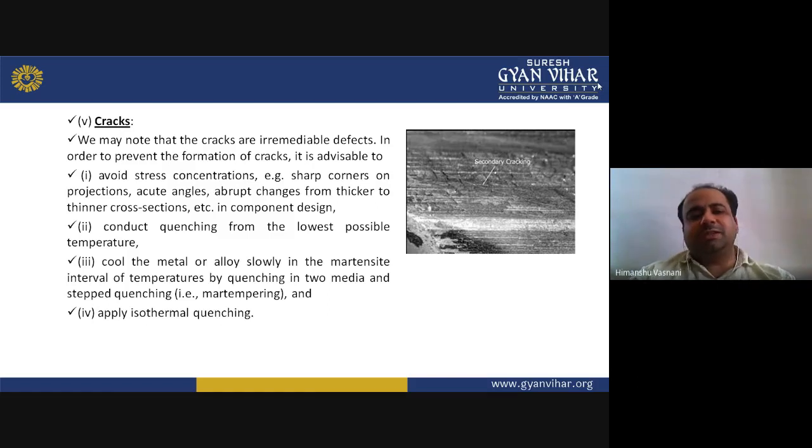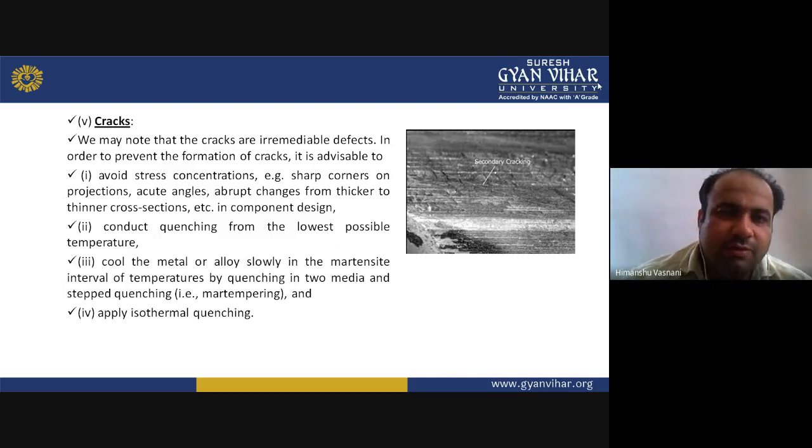Secondly, we can conduct quenching from the lowest possible temperature. We can avoid crack formation. And then also we can cool the metal alloy slowly in the Martensite interval of temperature by quenching in two media and stepped quenching, that is called Martempering, and apply isothermal quenching. So in this way we can avoid the formation of cracks.